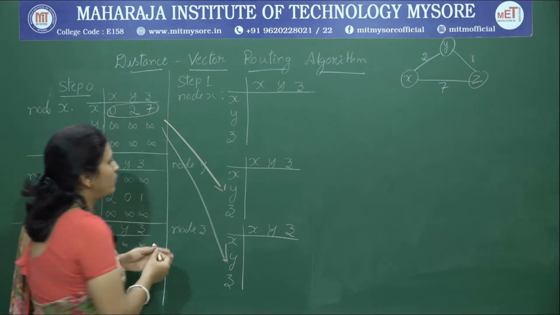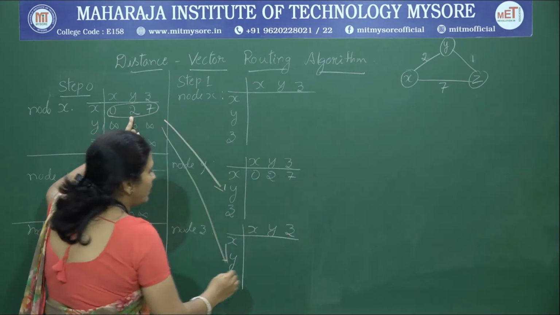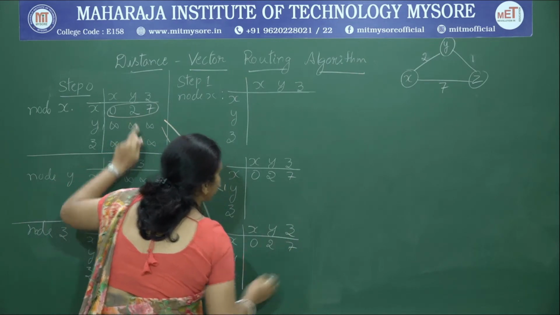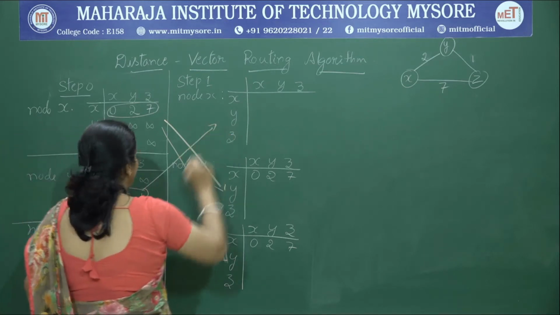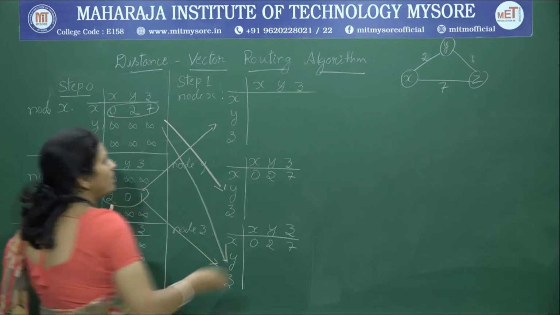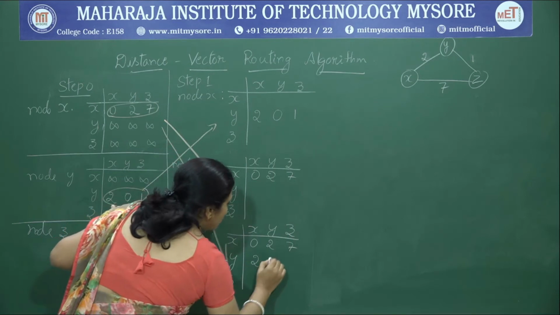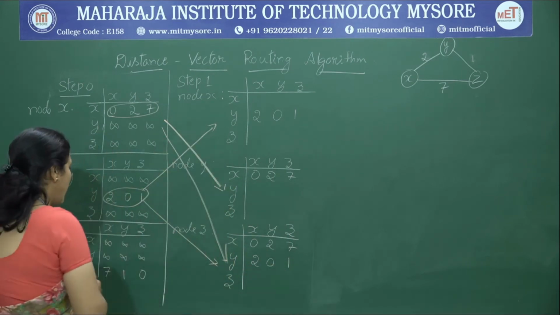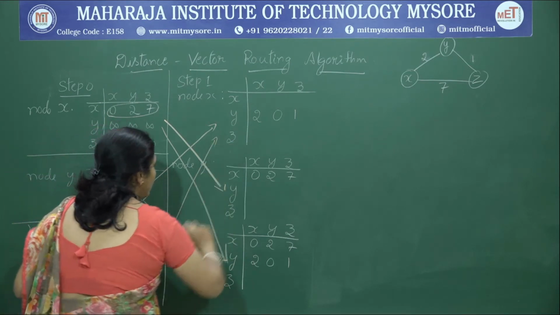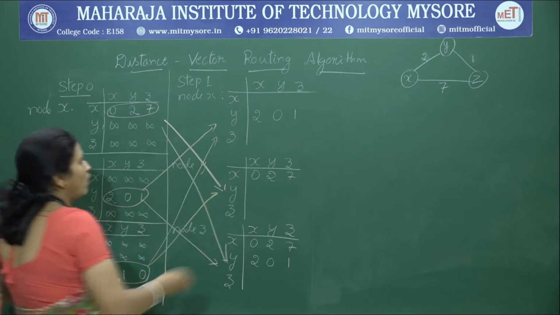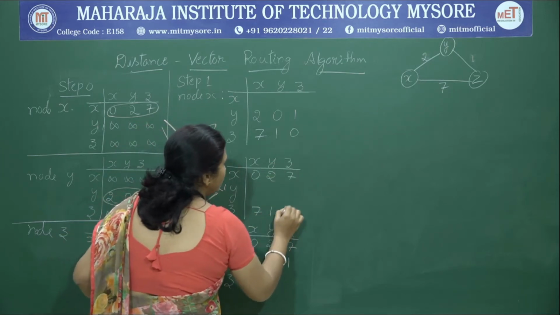So, we will copy this value here. For x we have 0, 2, 7, and here it is 0, 2, 7. Similarly, y will send its distance vector to x and z. So, we will copy this value. The value of y is 2, 0, 1, and here it is 2, 0, 1, right. Similarly, z sends its distance vector to node x and node y, right. So, we will copy this value 7, 1, 0, 7, 1, 0.